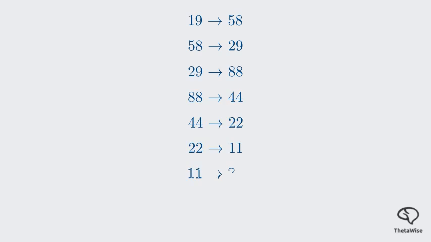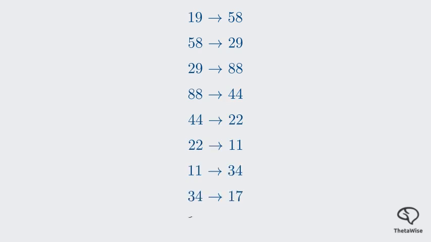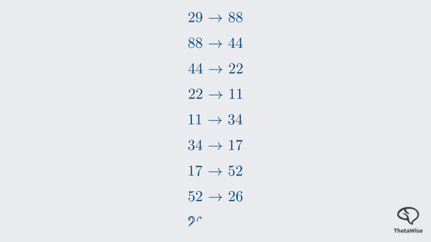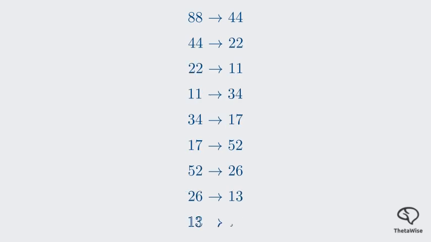11 is odd. 3 times 11 plus 1 equals 34. 34 is even. 34 divided by 2 is 17. 17 is odd. 3 times 17 plus 1 equals 52. 52 is even. 52 divided by 2 is 26. 26 is even. 26 divided by 2 is 13. 13 is odd. 3 times 13 plus 1 equals 40. 40 is even.